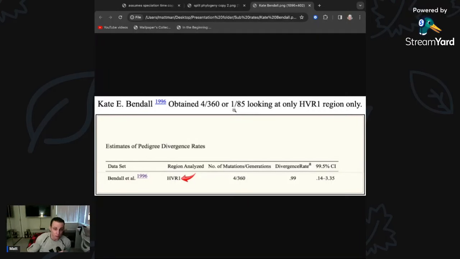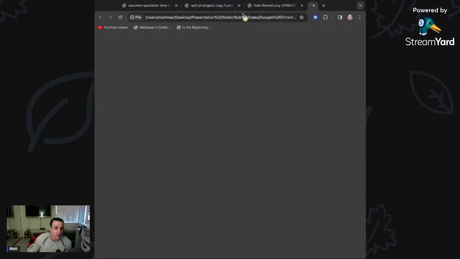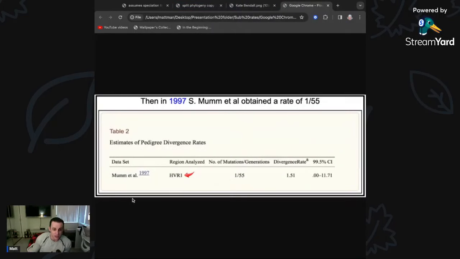You'll notice that it's 1 substitution out of every 85 generations. Parsons was around 1 out of every 30 to 33, which we'll get to. So this is twice as slow as the next studies that we'll see. They do get a little bit better, but you'll notice that this one right here is the next study done in 1997 by Mum. Interesting name.